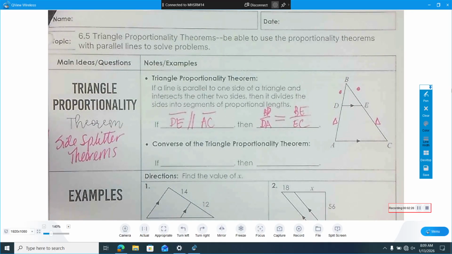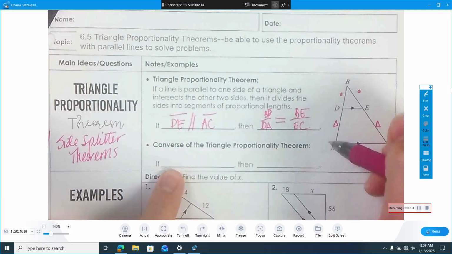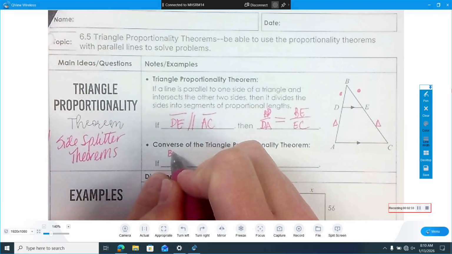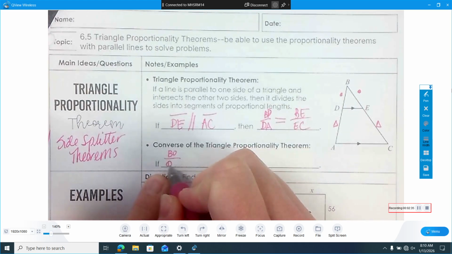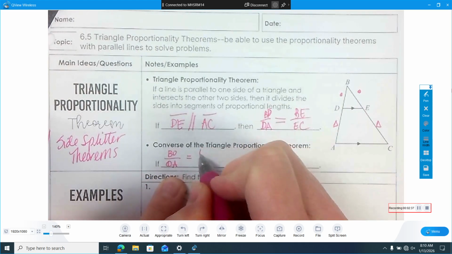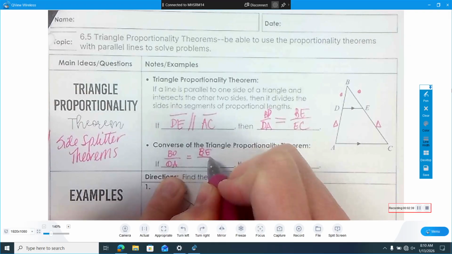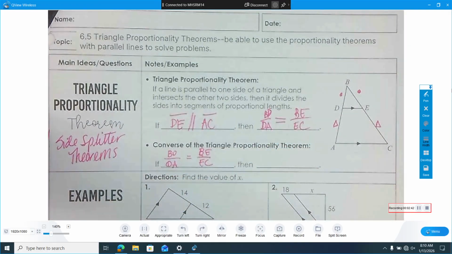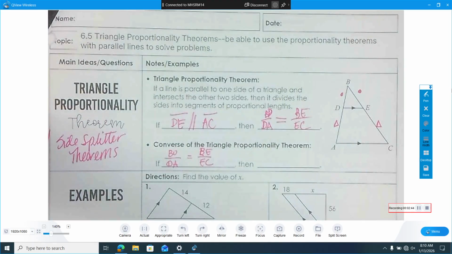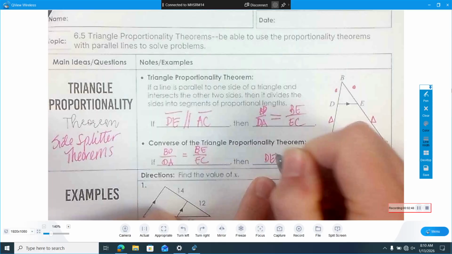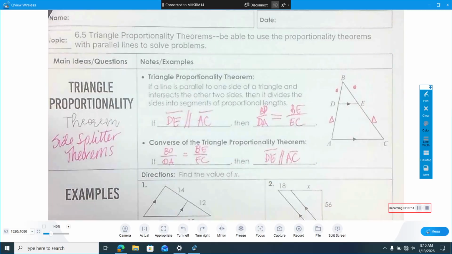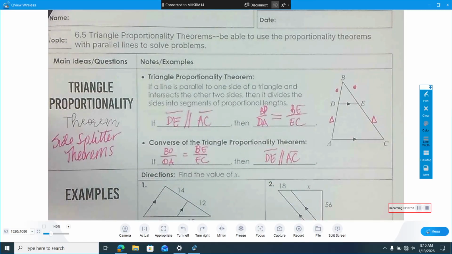The converse is also true if you have proportional sides. So if BD over DA is equal to BE over EC, so if our ratios of the sides are equal, then we must also know that the lines are parallel. So DE is parallel to segment AC. So that's what we've got. So it's important that we remember if we have parallel lines or not.